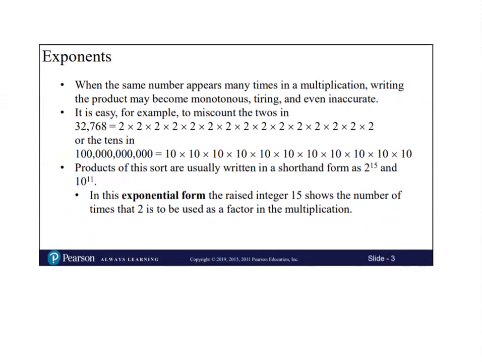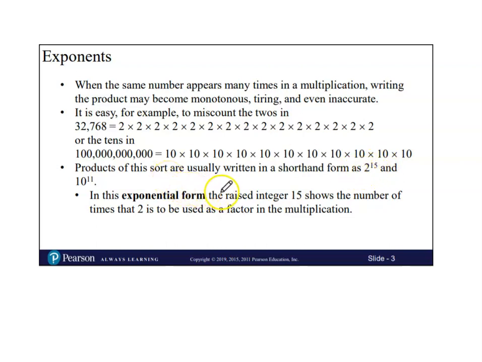When the same number appears many times in a multiplication, writing the product may become monotonous, tiring, and even inaccurate. It's easy, for example, to miscount the 2's in 32,768. When you're typing it in the calculator, you'd have to do 2 times 2 times 2 times 2 this many times to get your answer. Or in tens, if you want to write 100 billion, 10 times 10 times 10 times 10, and so on. Products of this sort are usually written in shorthand form as 2 to the 15th power and 10 to the 11th.